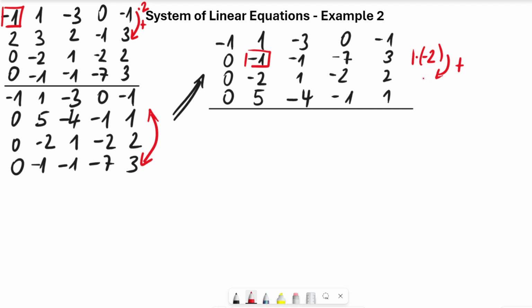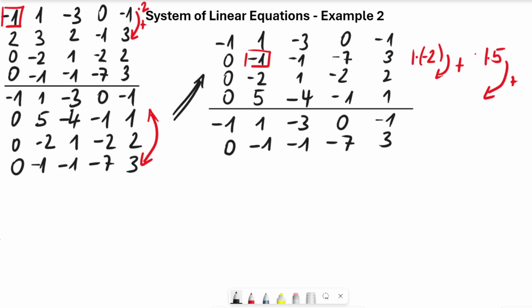And what else we can do? You multiply it by 5 and add it to this row. So we need to copy the first two rows now. And now compute.